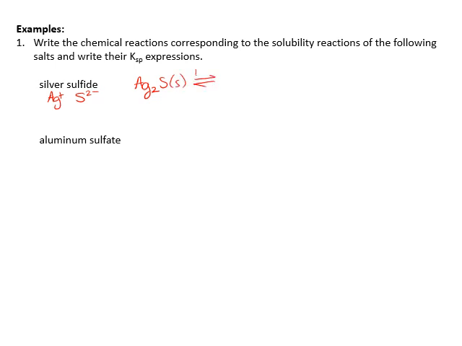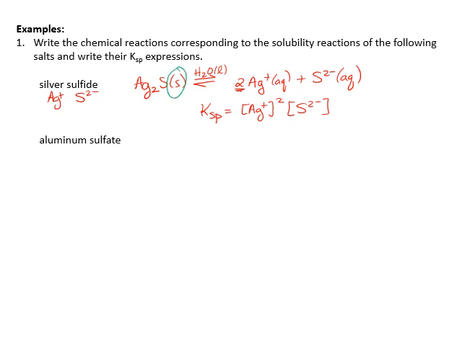When this solid is added to water, some of the ions will dissolve, and we'll get 2 silver ions and the S2- ion. The KSP is always concentrations of products over reactants. In this case, we'll have the concentration of Ag+ squared, because of the coefficient, times the concentration of the sulfide ion. Again, because silver sulfide is a solid, this does not appear in our KSP expression.